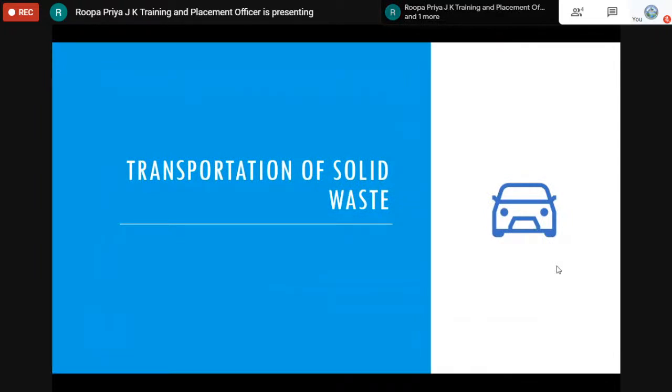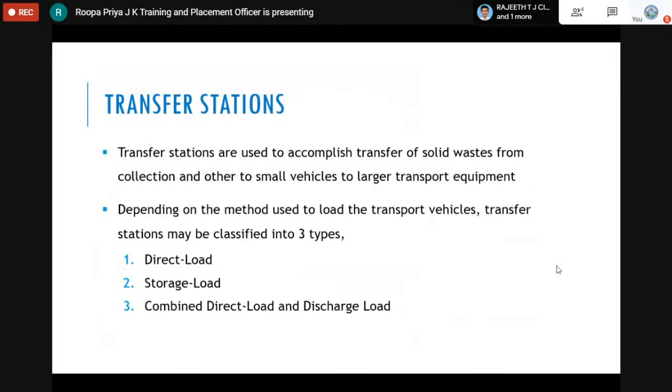Transportation of solid waste. We have covered the generation of the solid waste, we have covered the collection of the solid waste, and now we have to transport the solid waste. That is why this topic is also important. Transfer stations. Transfer stations are used to accomplish transfer of solid waste from collection and other small vehicles to larger transport equipment. Depending on the method used to load the transport vehicles, transfer stations may be classified into three types. The first one is direct load, the second one is storage load, and the third one is combined direct load and discharge load.